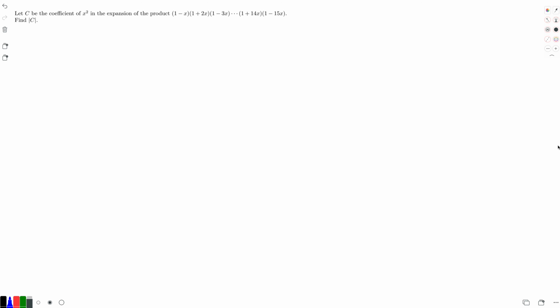Let C be the coefficient of x squared in the expansion of the product (1 - x)(1 + 2x)(1 - 3x), all the way to (1 + 14x)(1 - 15x). In general, we see that the odd x coefficients have negatives and the even x coefficients have positives. And we want to find the absolute value of C, where C is the coefficient of x squared. So I'm going to actually write this polynomial down over here.